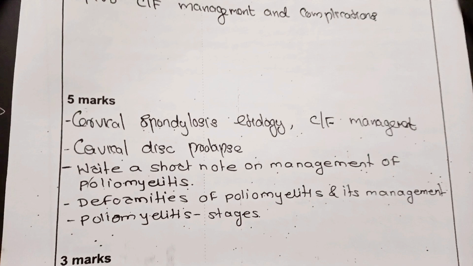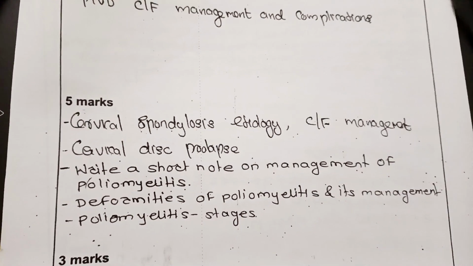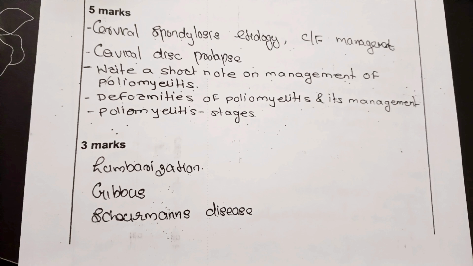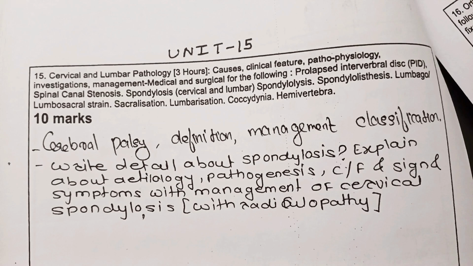This is a very important question. Now coming to the important 3-mark questions: lumbarization, gibbus, Scheuermann's disease, and yes, we are done with this chapter. Now moving on to the next chapter, that is cervical and lumbar pathology. In this, the important 10-mark questions are: cerebral palsy, its definition, management, and classification. Second one, write in detail about spondylosis, explain about etiology, pathogenesis, clinical features, signs and symptoms with management of cervical spondylosis.